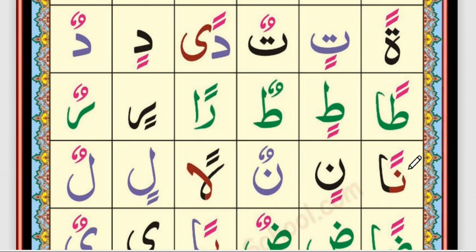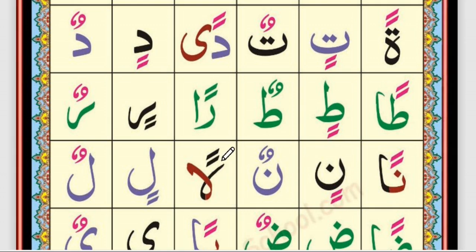This is noon, and it has very easy pronunciation. You have to touch your tip of the tongue to the roots of upper four front teeth. Noon, two zabar, nan. Noon, two zer, nin. Noon, two pesh, nun. Nan, nin, nun.